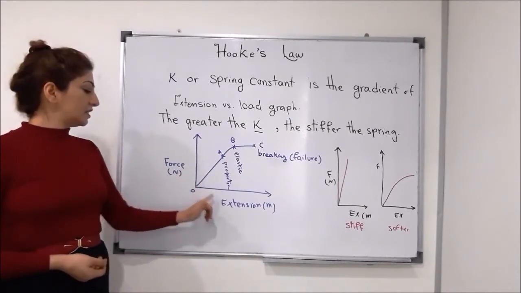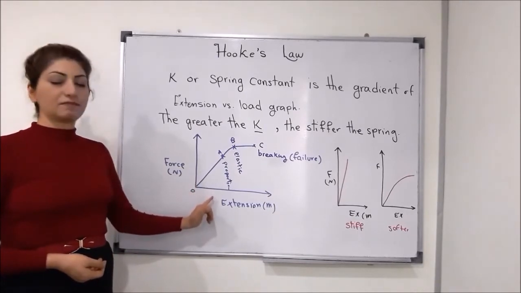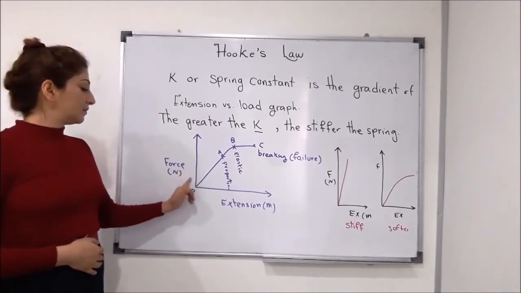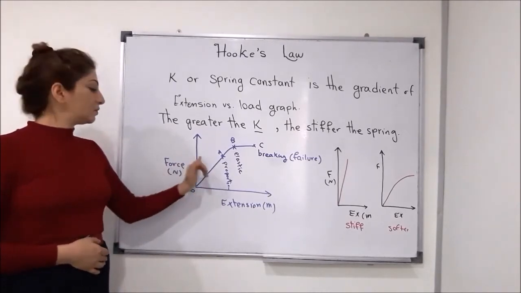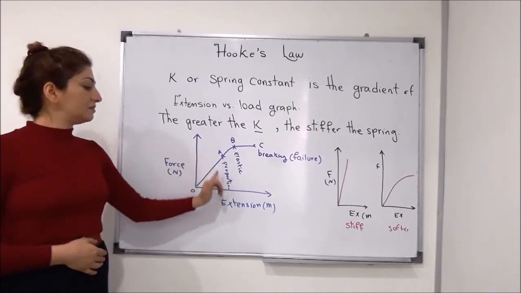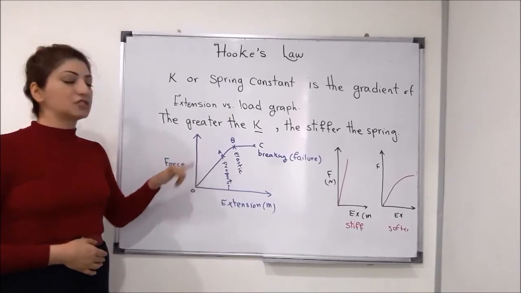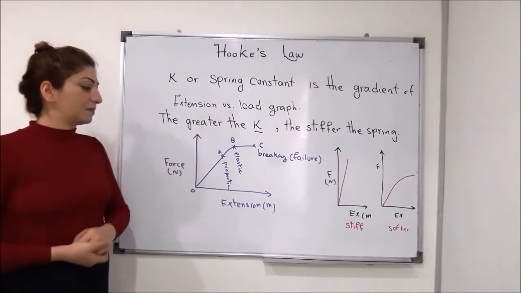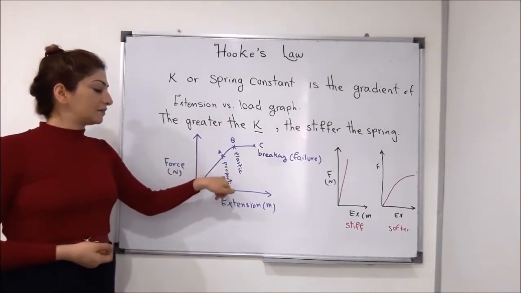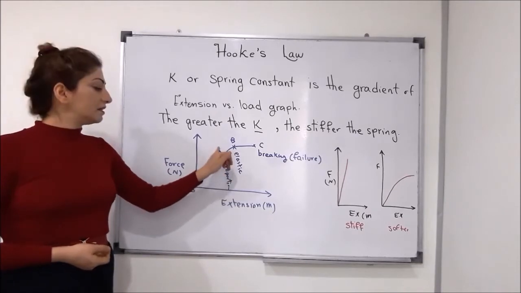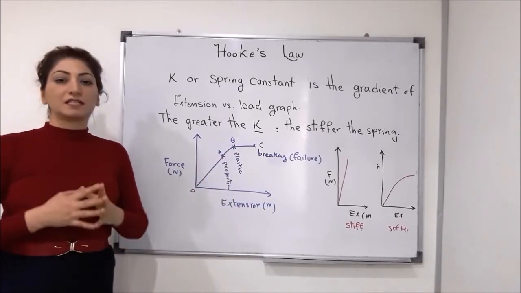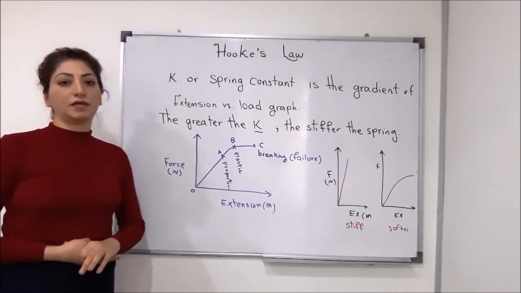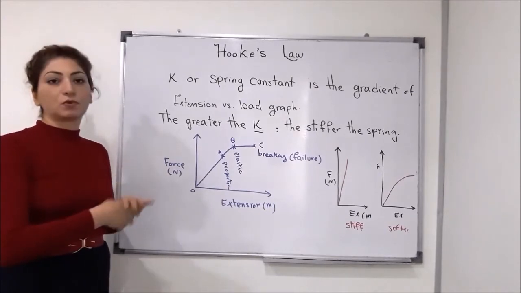When you start increasing the force, at the same time, by the same amount, we have an increase in the extension of the spring. You see, they are directly proportional to each other. It means that this part of the graph is following Hooke's law. At this point, A, after the limit of proportionality, the extension of the spring is not following Hooke's law anymore because they are not directly proportional.